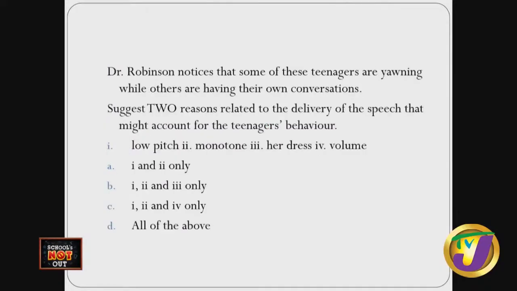Suggest 2 reasons related to the delivery of the speech that might account for the teenagers' behavior. So they are yawning, they're having their own conversation. What are 2 reasons related to what now? The delivery of the speech. Is it low pitch, monotone, her dress, volume? Because it's related to the delivery of the speech, while dress can affect how people accept or reject a message, the focus is on delivery. So our answer would be 1, 2, and 4 only.